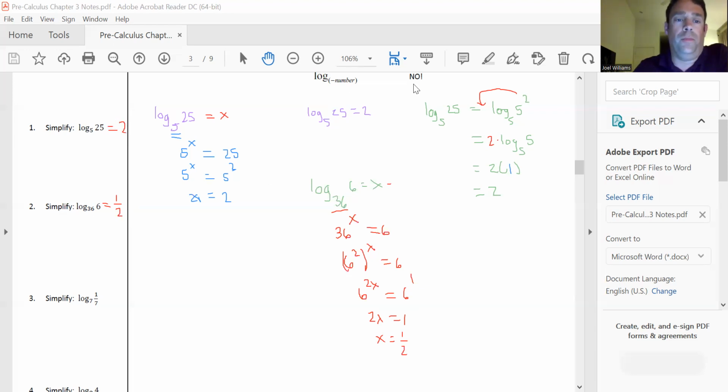All right, let's try this one. Log base 7 of 1/7. So I'm going to go ahead, just like we did before. I'm going to set it equal to a variable. And remember that the base is always the base. So 7 to the x equals 1/7.